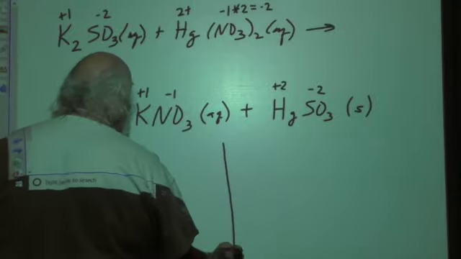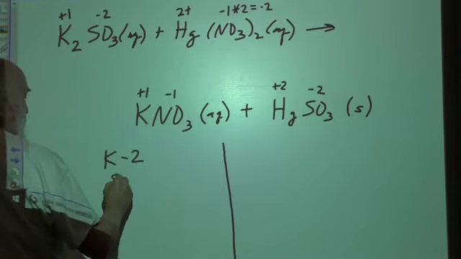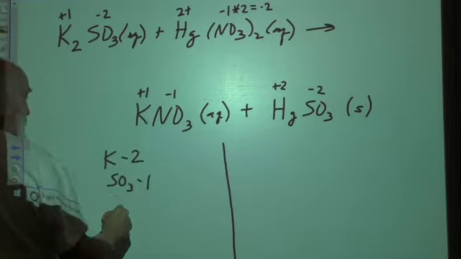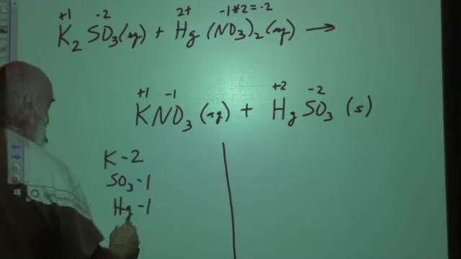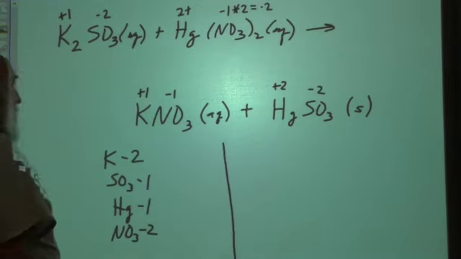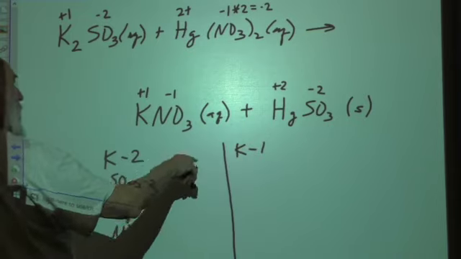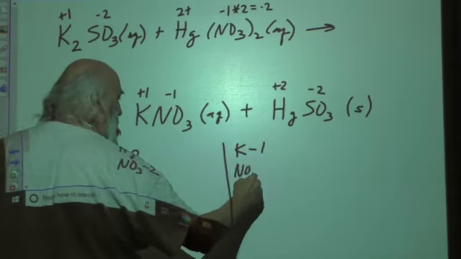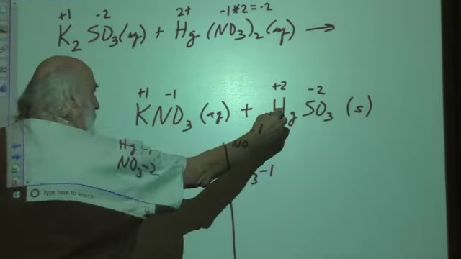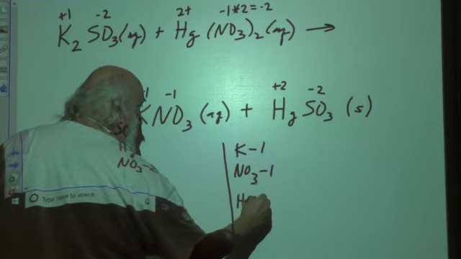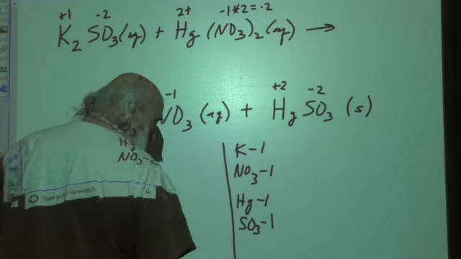So now we're going to put our line in there. We have K, there's two of them. We've got SO3, there's one. We've got Hg, which is one. And we've got NO3, and it looks like we've got two of them there. So now we come over here. K is 1, NO3 is 1, there's just one of them. The 3 means it's 3 oxygens, but there's 1 NO3. Hg, there's 1. And SO3, we just have 1. There's no parenthesis or number around it. So that's good.